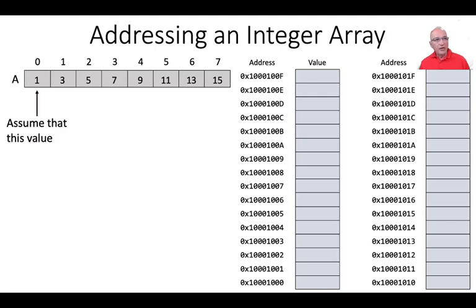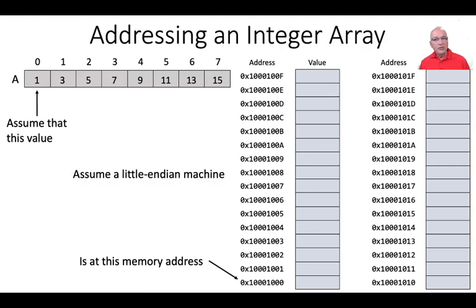Let's assume that this value, that's the value 1, is at the address 0x1000. And let's assume that this is a little endian machine. If the first element of an array is at a given address, the way we describe it, we say that the base of the array A is at that address. So in this case, we say that the base of the array A is at 0x1000.